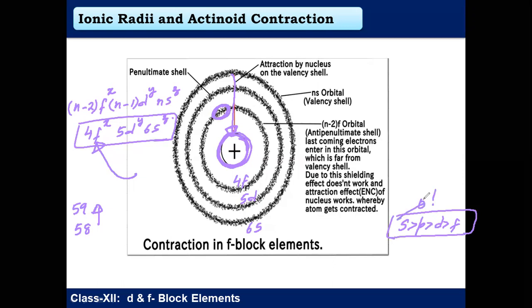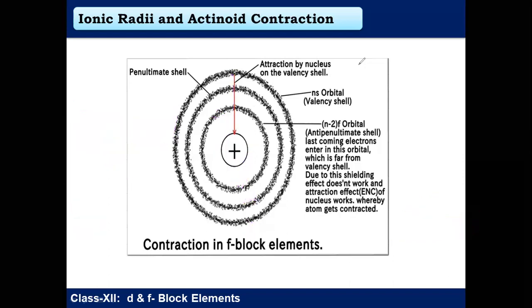So f electrons are very poor shielders. The attractive influence of the nucleus on the outermost electron is increasing gradually. So what is the impact on the size? The size contracts, the size decreases. So lanthanoid contraction happens because of this reason.